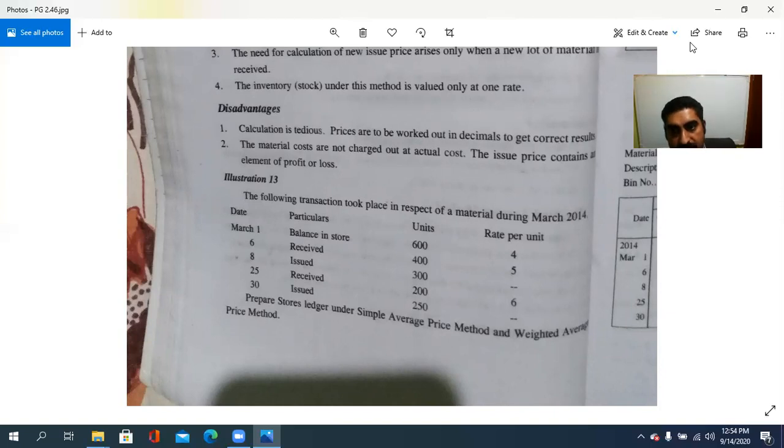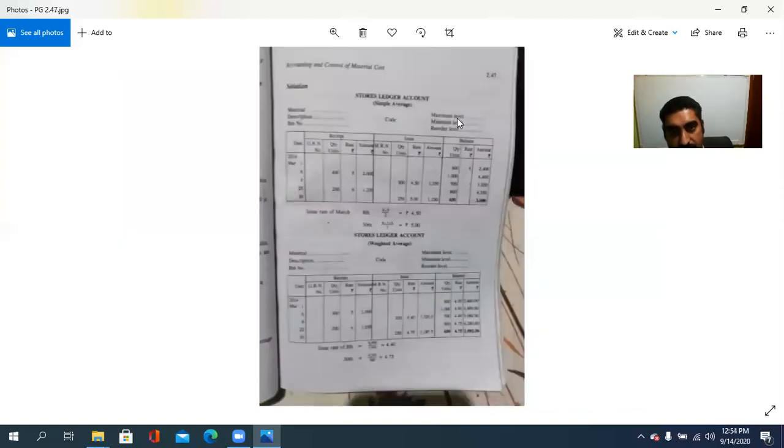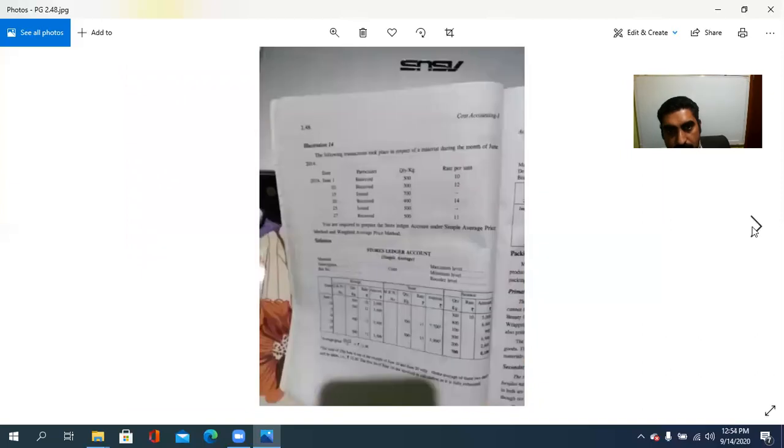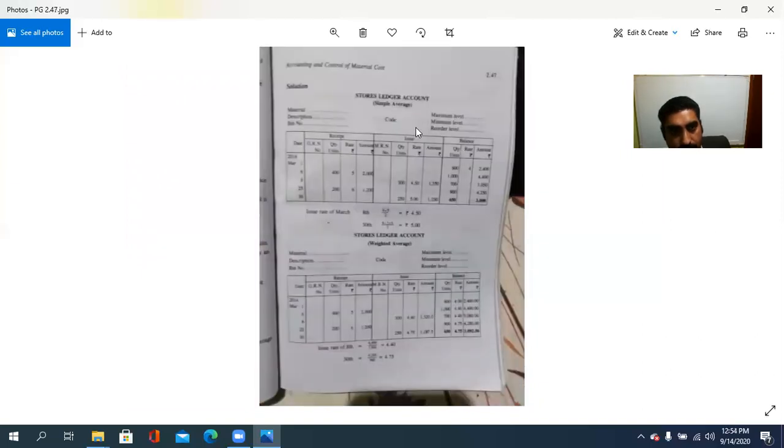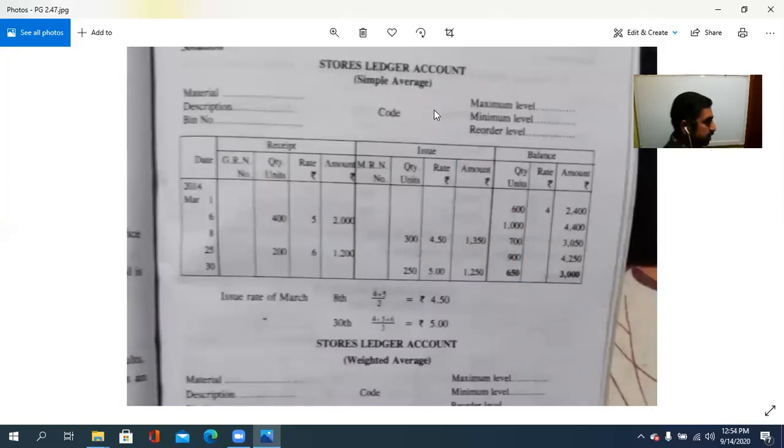So how is this to be done in the simple average method? Simple average: receipts, issue, and the balance.